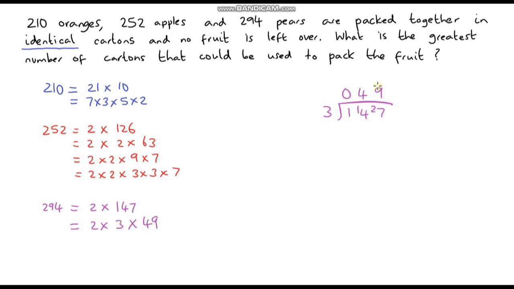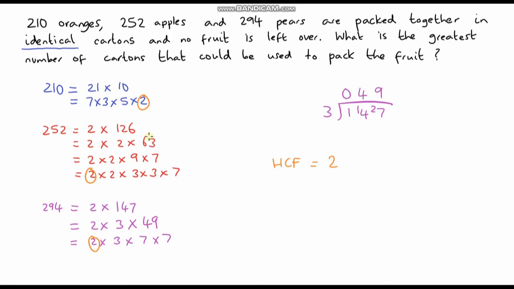And now I can see 49 is definitely not prime. That is 7 times 7. So it's going to be 2 times 3 times 7 times 7. So now we've broken each of these 3 numbers down, we can work out the highest common factor. What prime numbers are in each of these lists? Well, 2 is in all of these lists. So 2 is a factor of all 3 of the numbers.